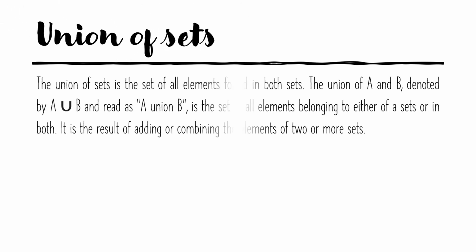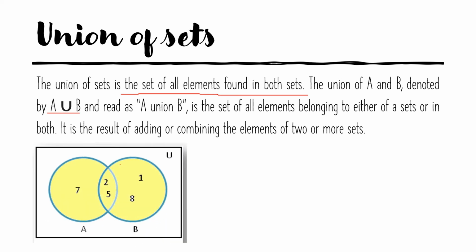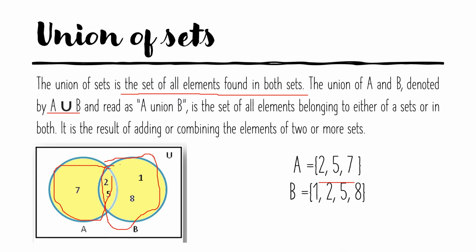And let's have union of sets. So union of sets is the set of all elements found in both sets. This one is denoted by A union B. So let's have the example. So we have here set A, set B, wherein the elements of set A are 2, 5, and 7. The elements of set B are 1, 2, 5, 8.